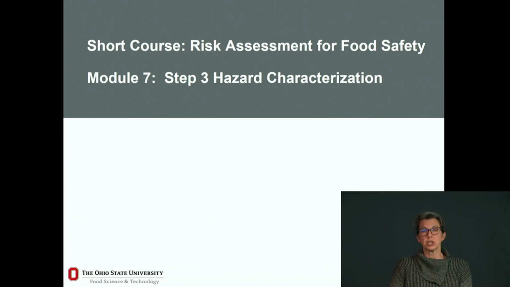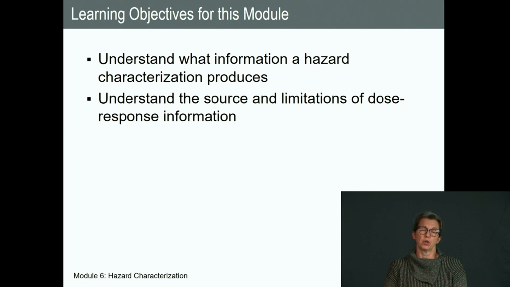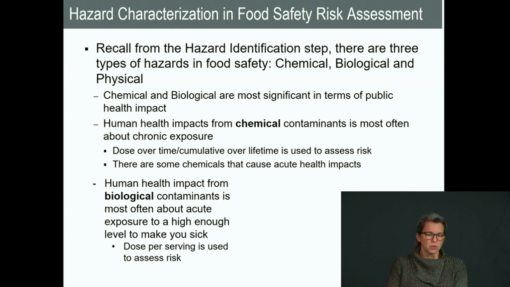In this module, we're going to talk about the third step in risk assessment, which is hazard characterization. So the learning objectives for this module are shown here. First, to understand what information a hazard characterization produces, and then to understand the source of information about dose response and the limitations of those different types of sources.